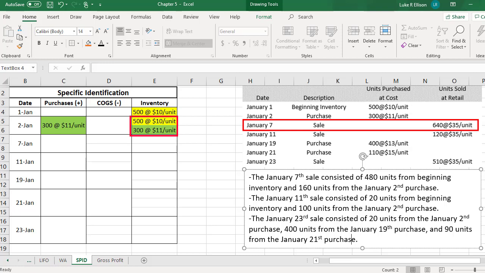And if you were using the weighted average method, you would find the average cost of all inventory as of the sale date. But we are using specific identification in this video, which means the company has kept track of exactly which units were sold on this date, which is given in the additional information. We are told that the January 7th sale consisted of 480 units from beginning inventory. So if you look back at our chart, we see that the beginning inventory units were $10 per unit, and we colored those ones in yellow. So we can copy down 480 units at $10 a unit for our cost of goods sold.